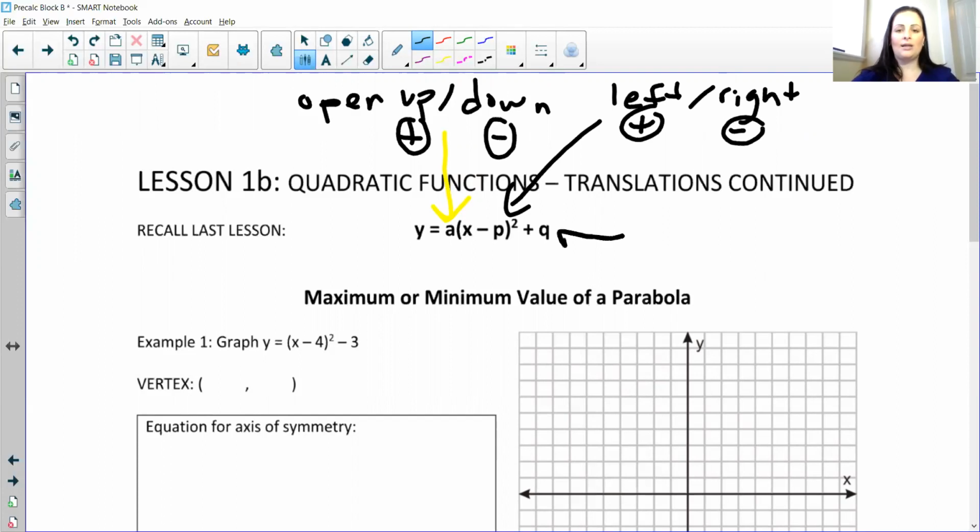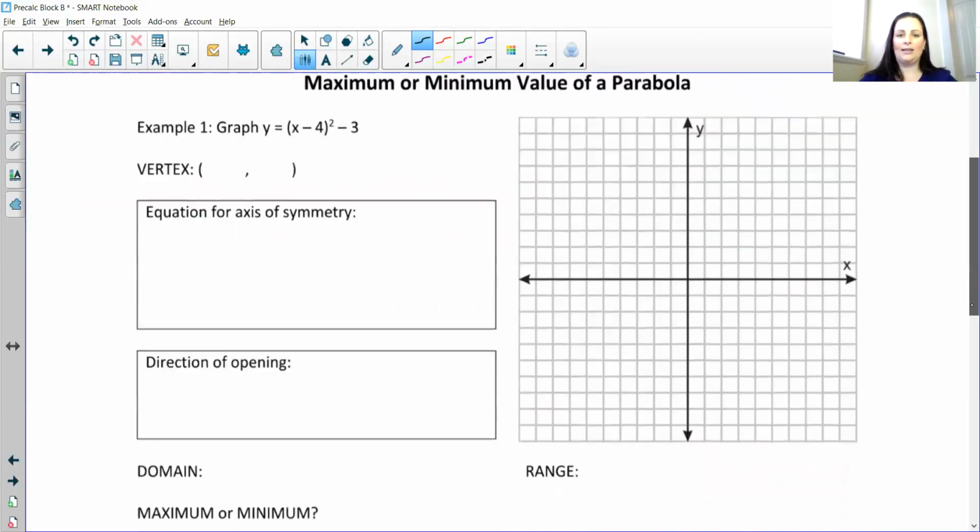And then this number right here will tell us whether it moves up or down, not whether it opens up or down, whether it actually moves up or down on the graph. And of course, if it moves up, it's a plus Q, and if it moves down, it's a minus Q. So let's look at this data here.